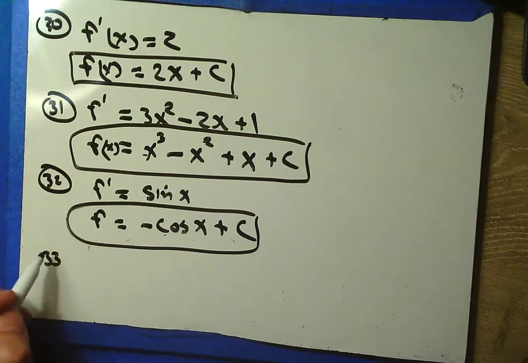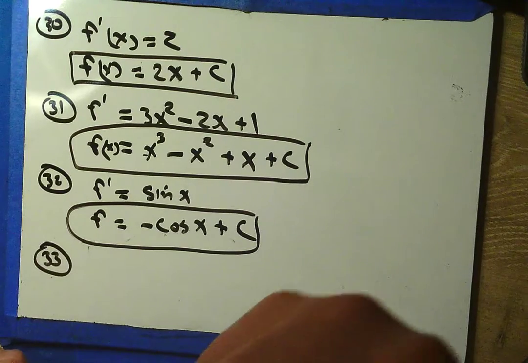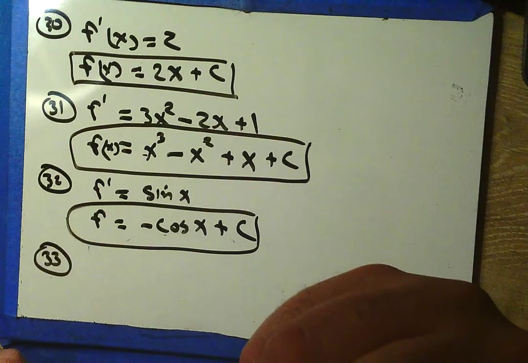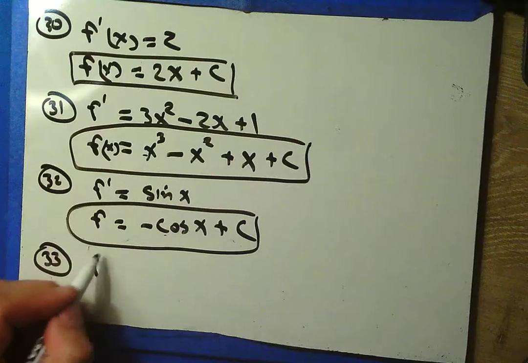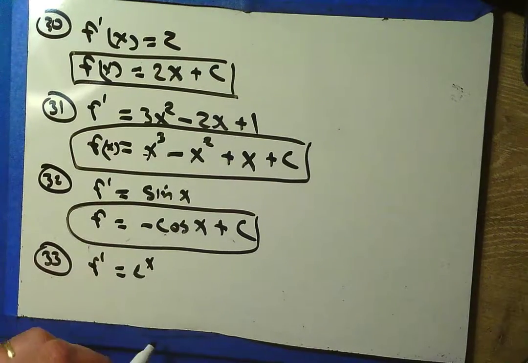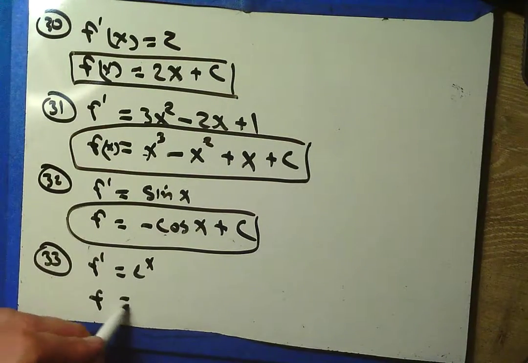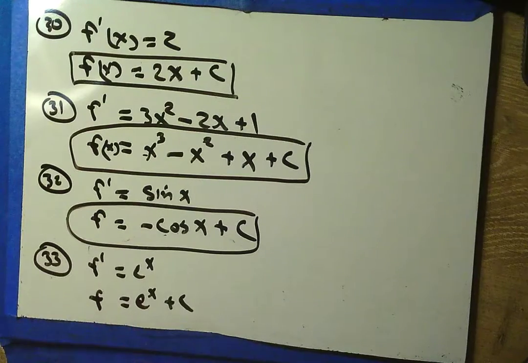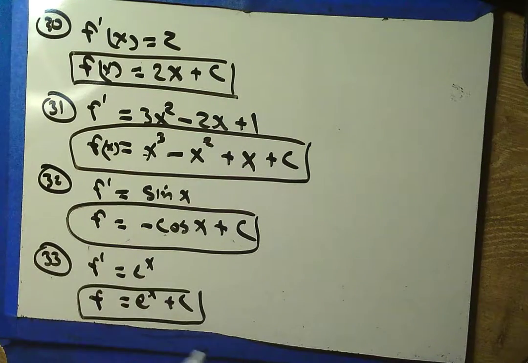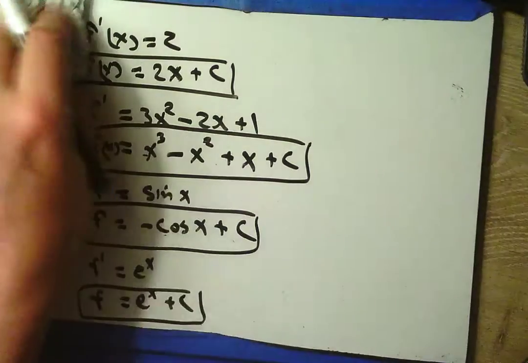Okay, 33 says f prime equals e to the x. So what's f? Well, that's e to the x plus c, because we know that the derivative of e to the x is itself. And then 34, we have something more of a challenge.